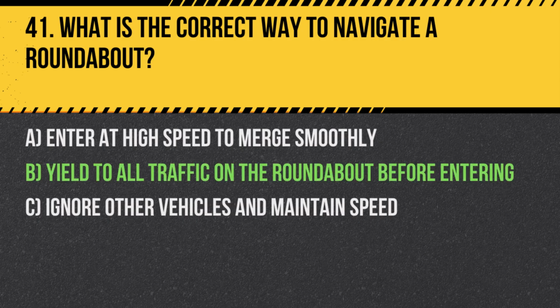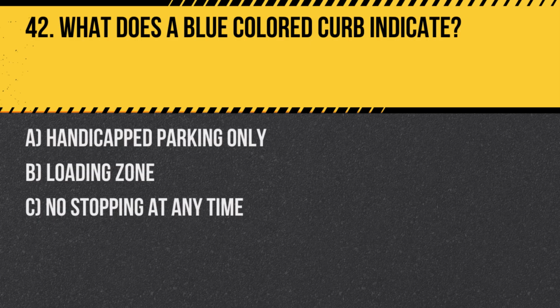Answer. B. Yield to all traffic on the roundabout before entering. When approaching a roundabout, you must always yield to traffic already circulating within it, ensuring safe and smooth traffic flow. Question 42. What does a blue-colored curb indicate?